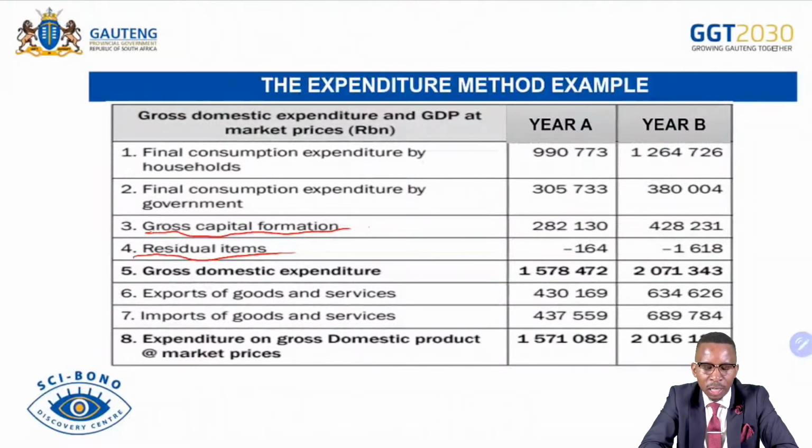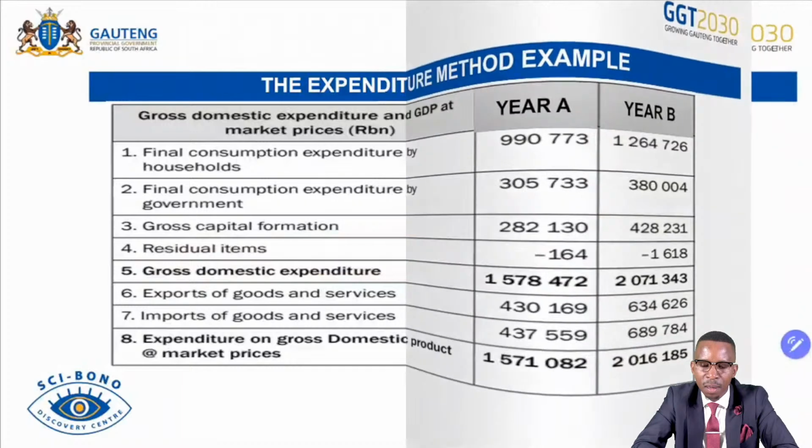Then we have the gross domestic expenditure. So in this case, we come across the gross domestic expenditure. Then after we take that amount of money, we add payment for exports, we subtract payment for imports, we get GDP at market prices, bracket E, for the expenditure method.